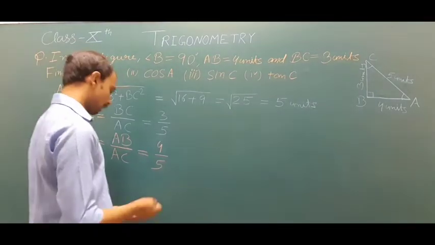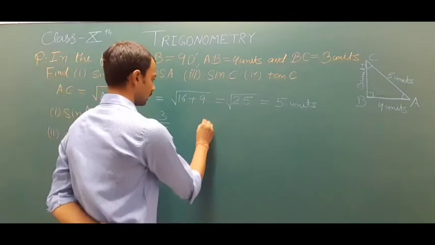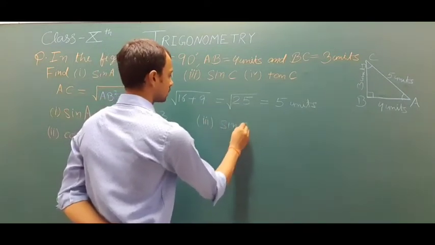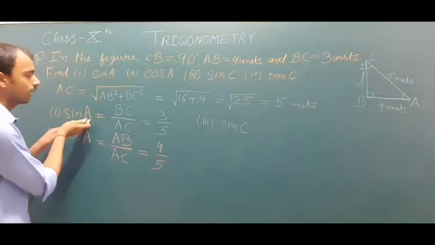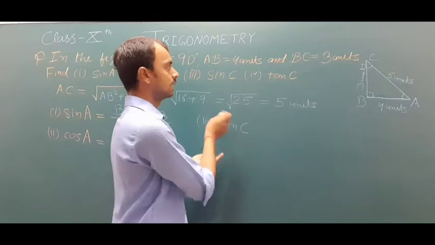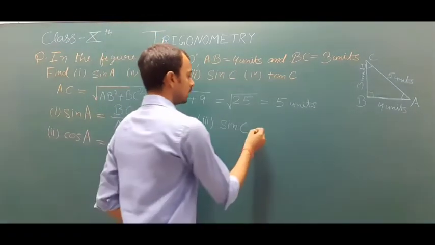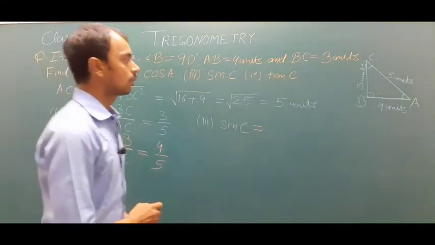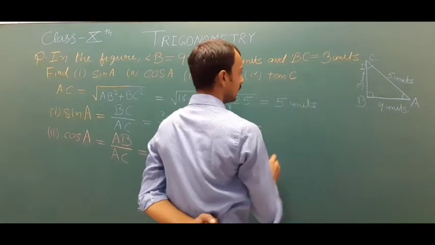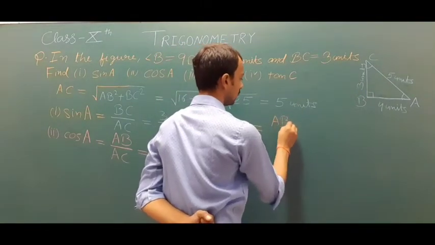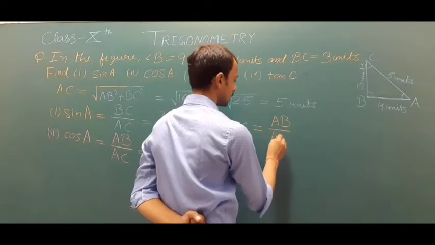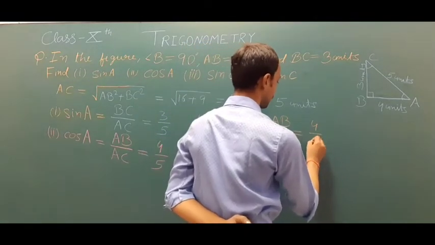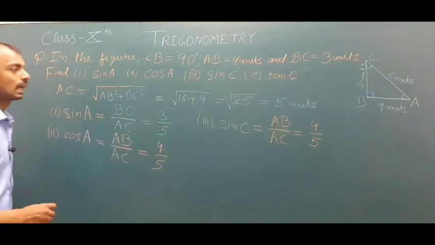Next one, the third one is sine of C. We have calculated sine for A. Now we have to calculate sine for C. What is the sine for C? The ratio will be same, opposite upon hypotenuse. Now what is the opposite for angle C? Opposite for angle C is AB upon AC. So AB upon AC is what? 4 upon 5. Okay, this is the sine of C.